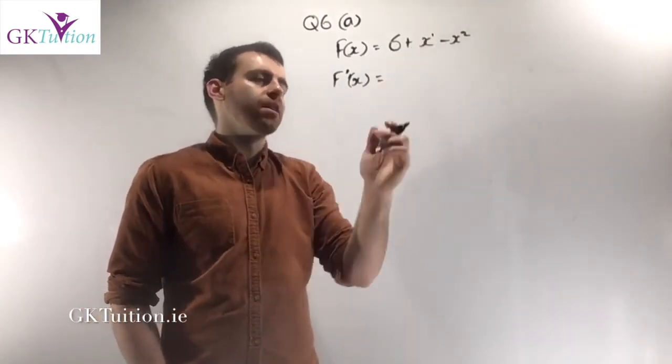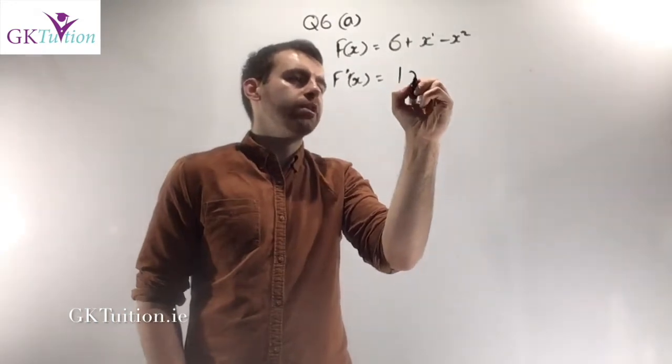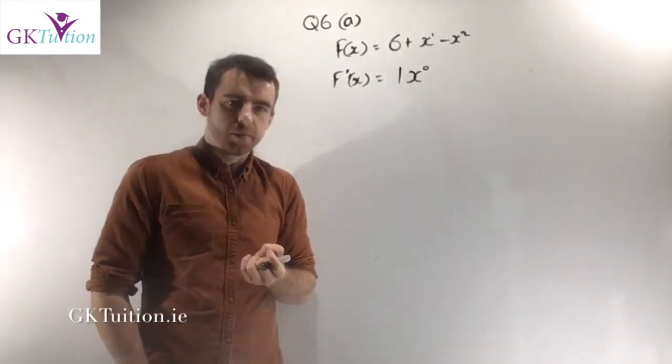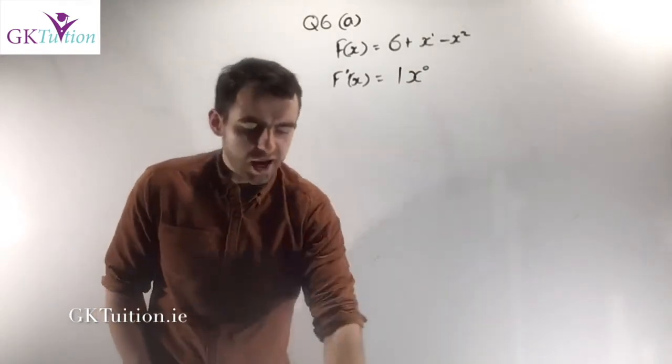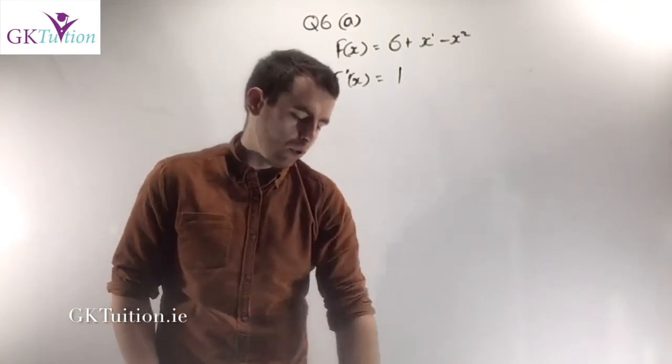So this is x to the power of 1. If I was to differentiate it, the 1 would come in front, and I would decrease the power of x by 1, and it would become x to the power of 0. Remember from your rules of powers that any number to the power of 0 is just 1. So in fact, you don't even need to put in the x.